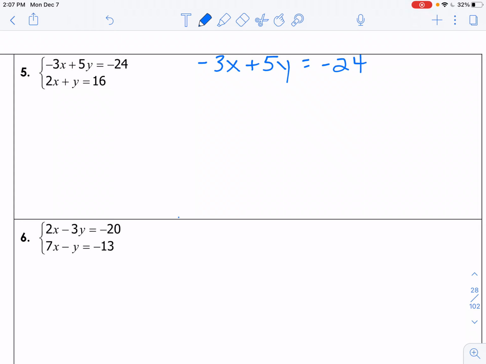And I'm going to multiply everything in this second one. I'm going to do it by negative 5 because I like to add my equations together when they're opposite signs, but you could do it by a positive 5 as well. So the equivalent equation would now be negative 10x minus 5y, and 16 times 5, it's going to be a negative 80.